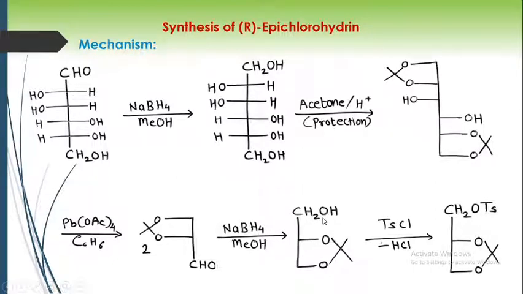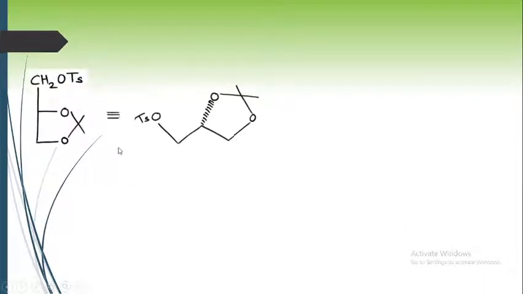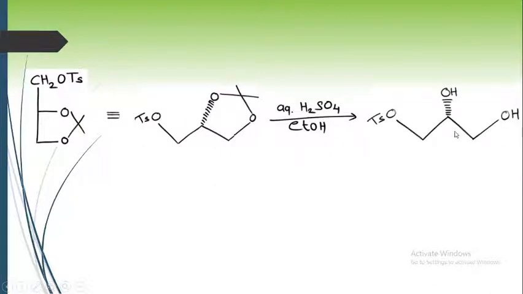Then it can be activated by means of TsCl. We get this OTs molecule. And it is deprotected by using sulfuric acid. We get this type of diol.